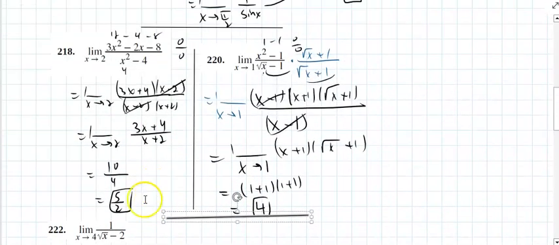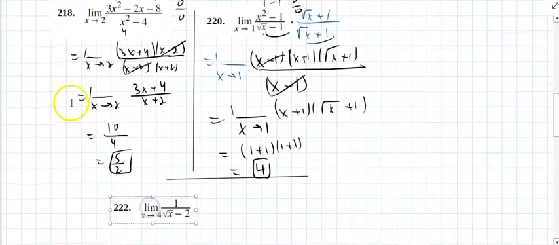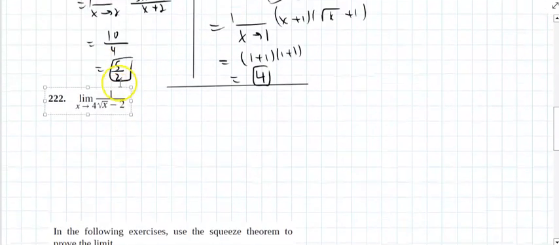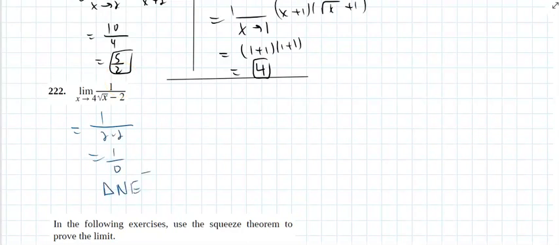And how about this problem? Let me move this problem right there. You know what? Let's leave it there. So here, if I substitute a 4 in, I'll get 1 over 2 minus 2. I'll get 1 over 0. That means this limit is either positive or negative infinity, but we don't care much about that. We just say it doesn't exist and everybody's happy.